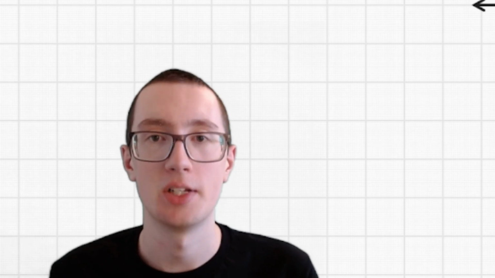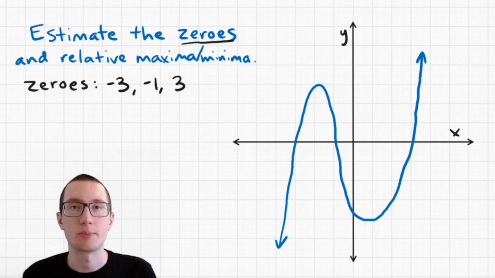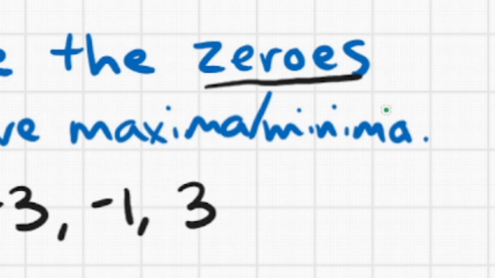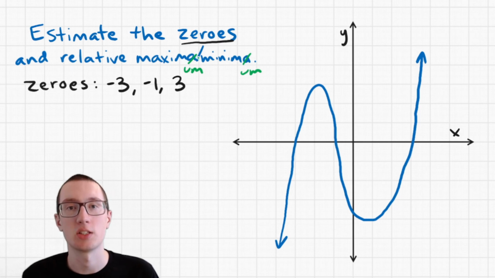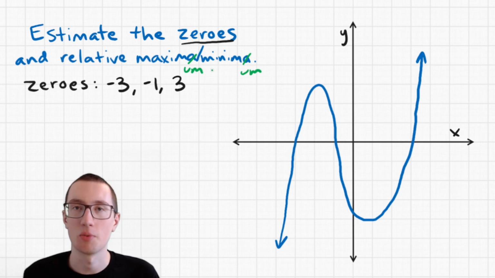All right, now we need to figure out the relative maxima and minima. Well, first of all, let's clear up something in case you were confused. Maxima and minima are just the plurals for maximum and minimum, which are probably words that you've heard before. Remember, minimum is the smallest amount, and maximum is the biggest amount. So maxima is just multiple maximums. Yeah, that's the plural form.